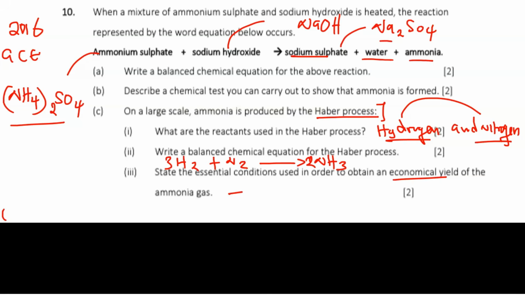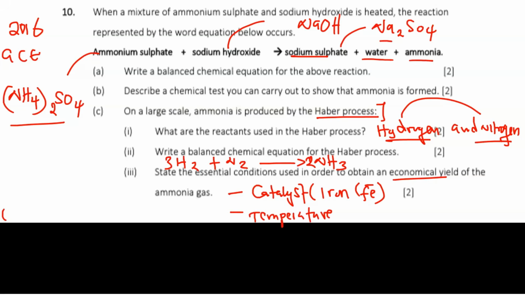One of the conditions is a catalyst. The catalyst that is used in this case is iron, written as Fe. Iron written as Fe is the catalyst, or iron pellet, which is the same. Then temperature is one of the conditions. So there's high temperature there.